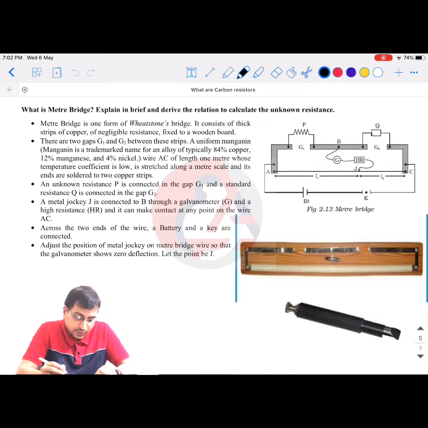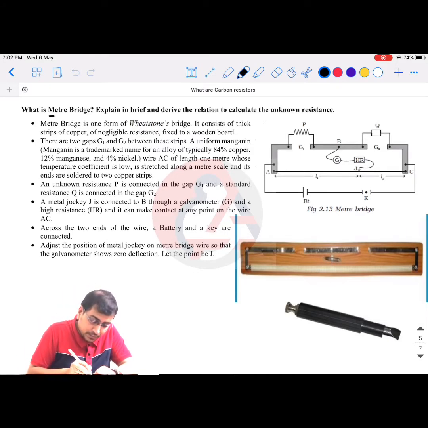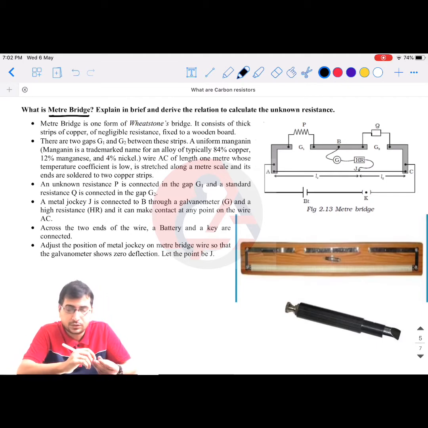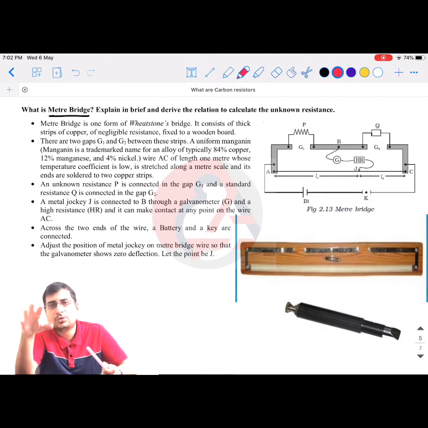Now the topic of discussion is meter bridge, and we are going to derive the relation to calculate the unknown resistance. So before we go to the derivation, let's understand what a meter bridge is. So meter bridge is the practical application of Wheatstone bridge. So we saw what is a Wheatstone bridge.